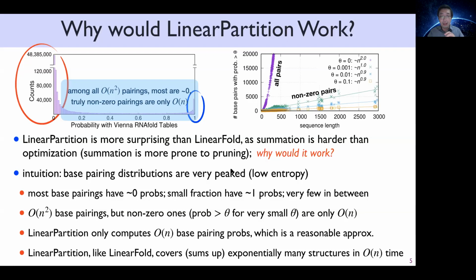So that's why linear partition can capture the probability mass by only considering a small fraction of states. And the fact that the non-zero base pairing options are only O(n) is very interesting, because linear partition only computes O(n) base pairings in the first place. So that means it's a reasonable approximation to start with. And more importantly, like LinearFold, linear partition also sums up exponentially many structures in linear time. So even though it's linear time, it doesn't mean that it considers only a linear number of structures. It still sums up millions or billions of structures, just that these billions happen to be the highly probable ones in the Boltzmann ensemble.